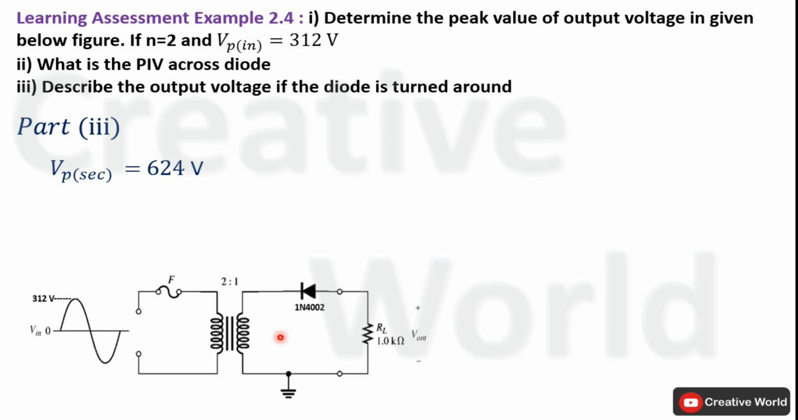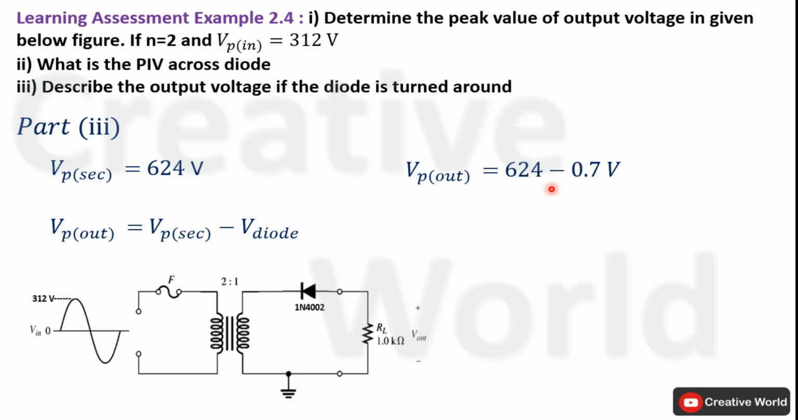In this case, peak secondary voltage will remain the same, 624 volt. Only the position of the diode is turned around. So first of all, we will calculate peak output voltage. For that purpose, we will use this equation: V peak out will be equal to V peak secondary minus diode forward voltage drop. We know the value of V peak secondary as well as diode forward voltage drop. Placing values inside this equation, 624 volt minus 0.7 volt, V peak output will be 623.3 volt.